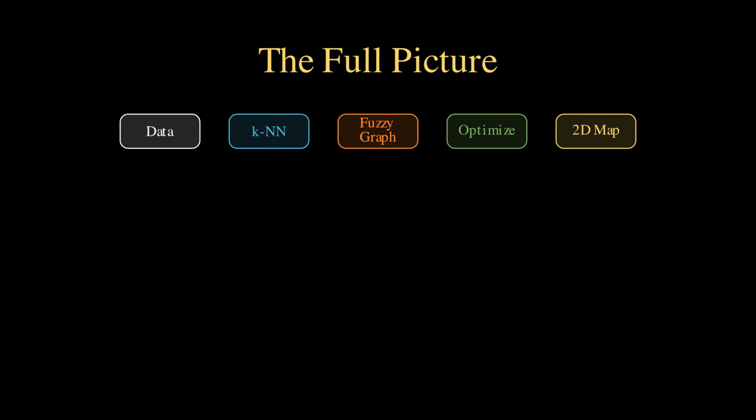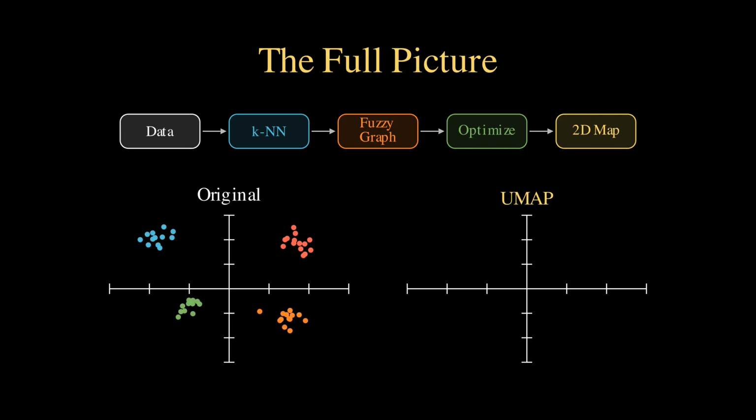So the full pipeline: raw data, build a neighborhood graph, convert to fuzzy memberships, optimize a layout. On the left, the original clusters. On the right, UMAP's embedding. Nearby clusters stay nearby. The global structure is preserved. And there's a deeper reason this works.